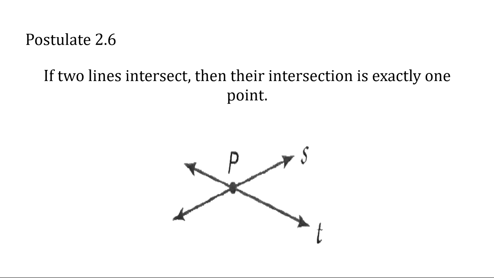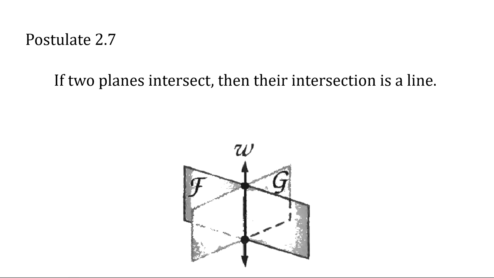Postulate 2.6 tells us if two lines intersect, then their intersection is exactly 1 point. We learned last unit that lines intersect at 1 point. If they intersected at multiple points, then you're probably looking at the same line. We know the lines are straight, they can't turn, so there's no way the lines could ever intersect at more than 1 point.